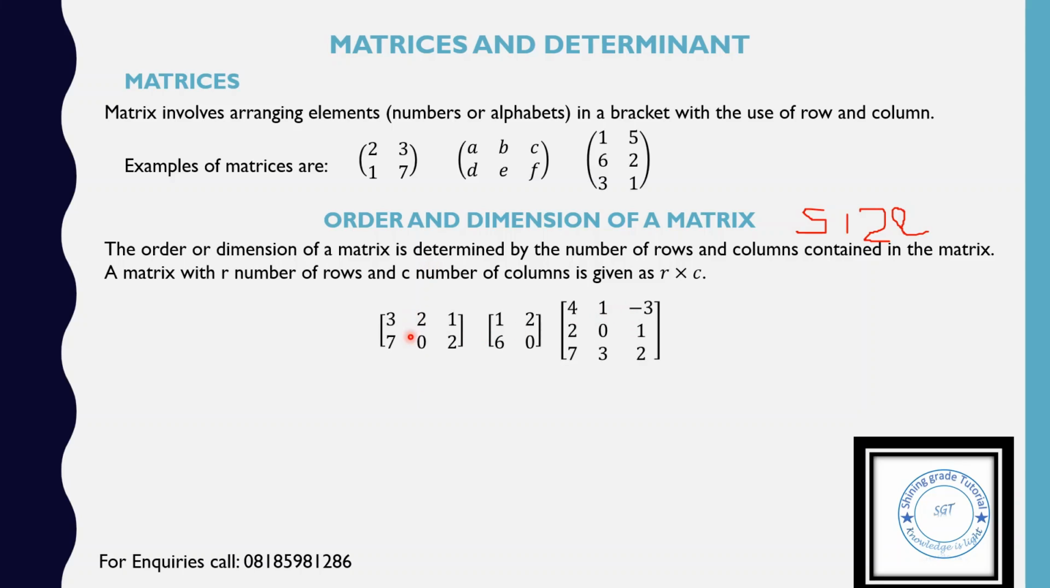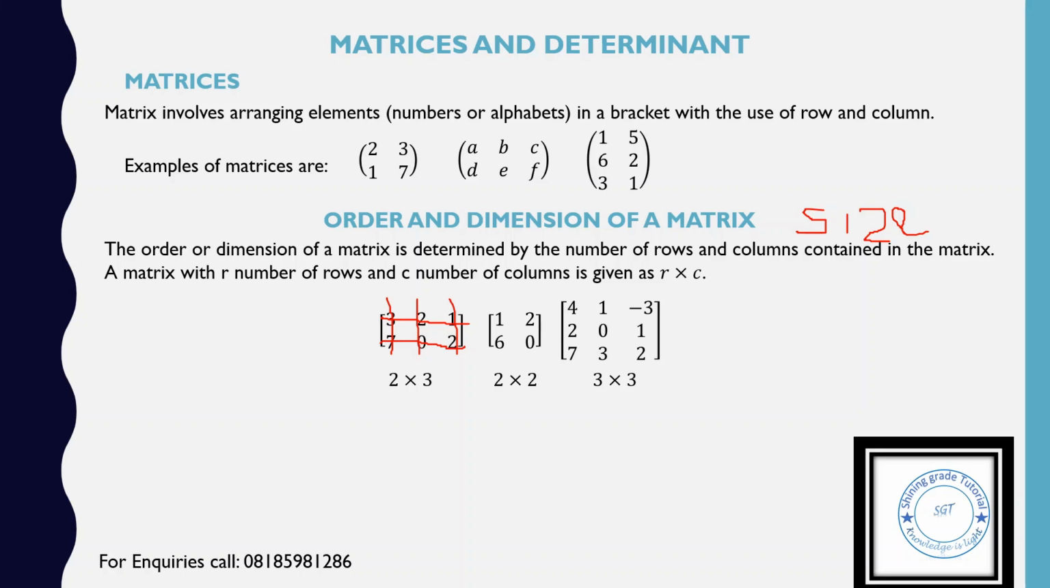Let's look at a perfect example now. Just look at the 3 matrices we have here, examples 1, 2 and 3, and the orders are as follows. The order here is 2 by 3 because it contains 2 rows. The rows are counted horizontally. This is the first row and this is the second row. So 2 rows and then 3 columns.